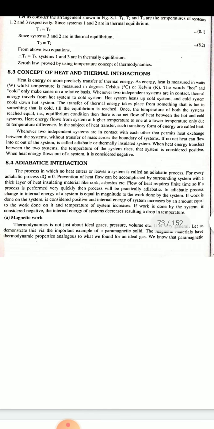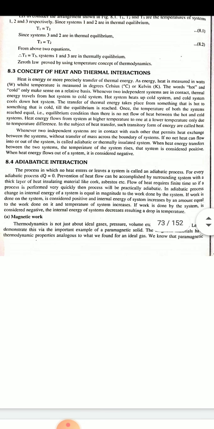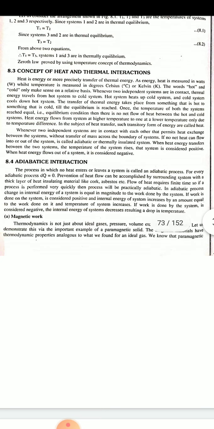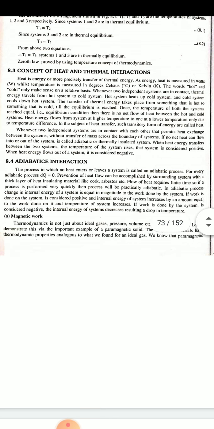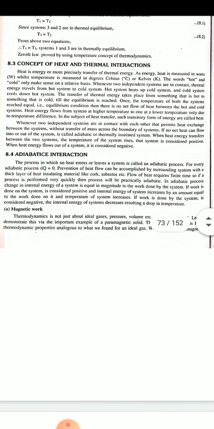Whenever two independent systems are in contact with each other, that permits heat exchange between the systems without transfer of mass across the boundary of the system. If no net heat can flow into or out of the system, it is called an adiabatic or thermally insulated system. That may come for the MCQs. When heat energy transfers between two systems and the temperature of the system rises, that heat is considered positive. When the heat energy flows out of the system, it is considered negative. That may come for the MCQ.